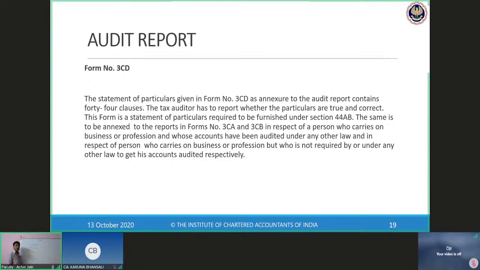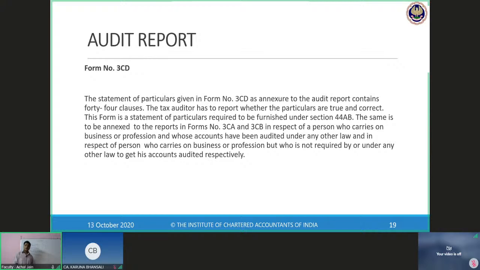Now, once the appointment has happened, what is going to be the next step? The next step will be about agreeing on the terms of the engagement. Now, this step is very important. Agreeing on the terms of the engagement.